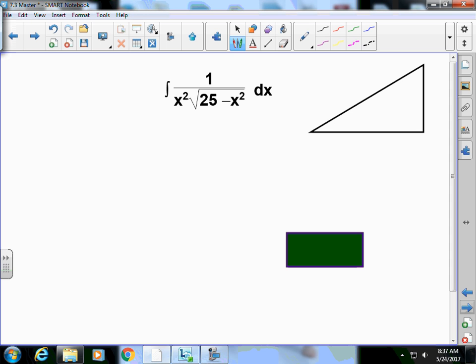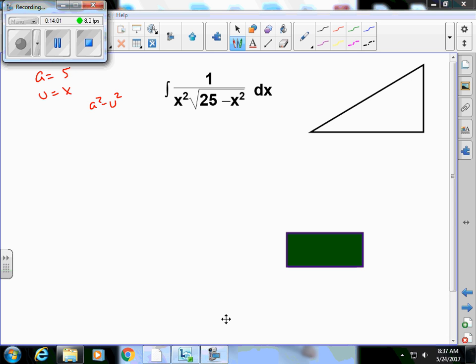Here's another problem. I'm probably going to pause this one and let you work it out and see if we have the same answer. I will get you started by saying that a is equal to 5, u is equal to x, and you're in the form of a squared minus u squared. So pause the video, and then hopefully you'll come back and see my work.